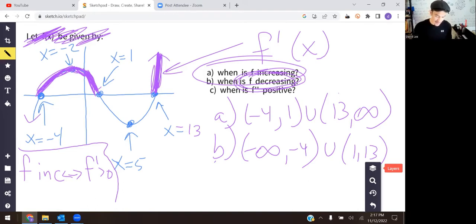Now, part C, the last part. It wants to know when the second derivative is positive. When is the second derivative positive?